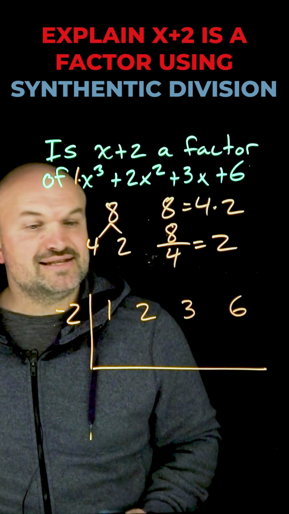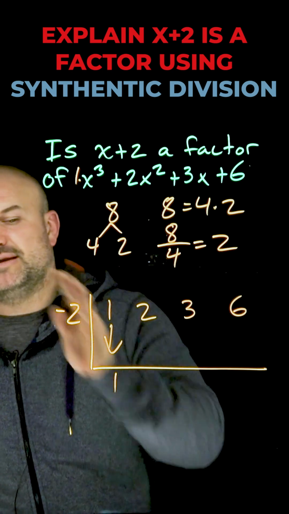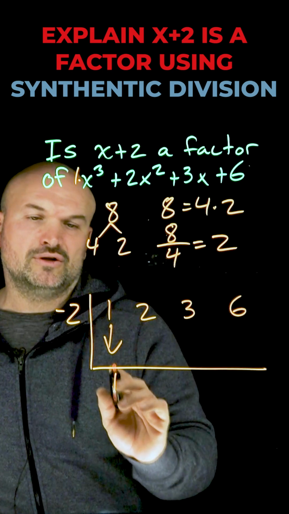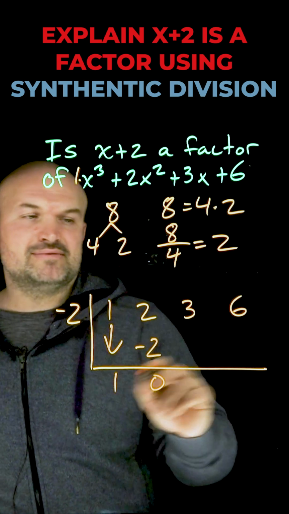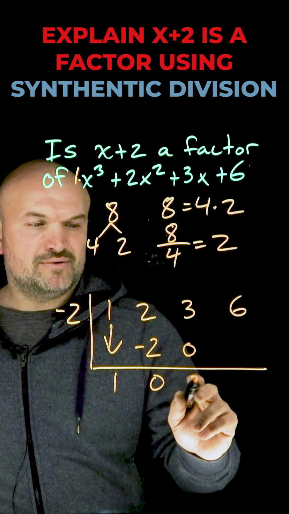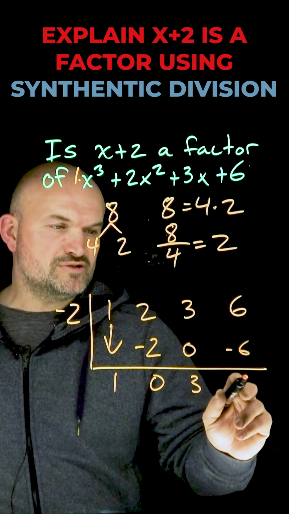Now apply the synthetic division algorithm. The first term always comes down. That's a freebie. Now you're going to multiply on the diagonal, add on the vertical. 1 times negative 2 is a negative 2. 2 plus negative 2 is a 0. 0 times negative 2 is a 0. 3 plus 0 is 3. 3 times negative 2 is a negative 6. 6 plus negative 6 is going to be a 0.